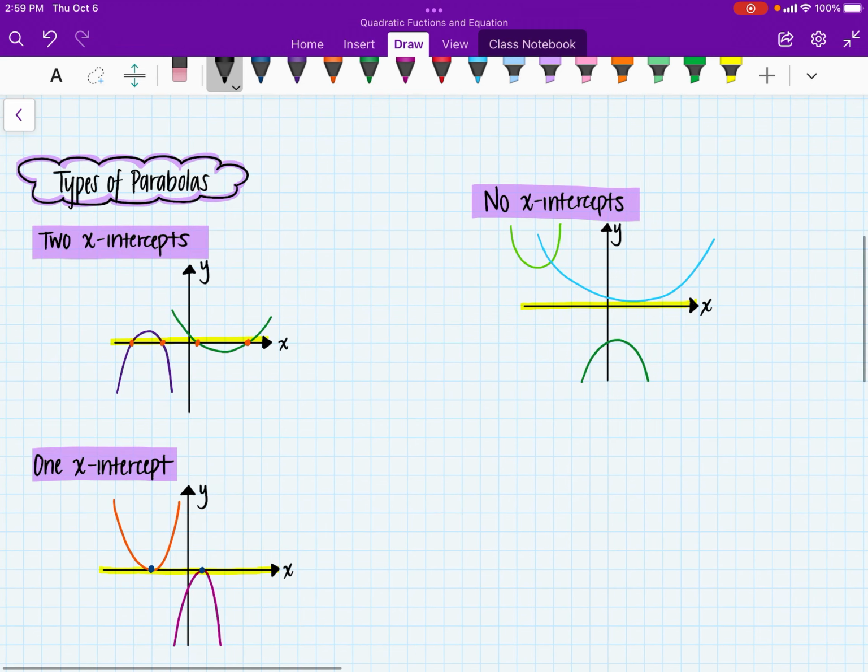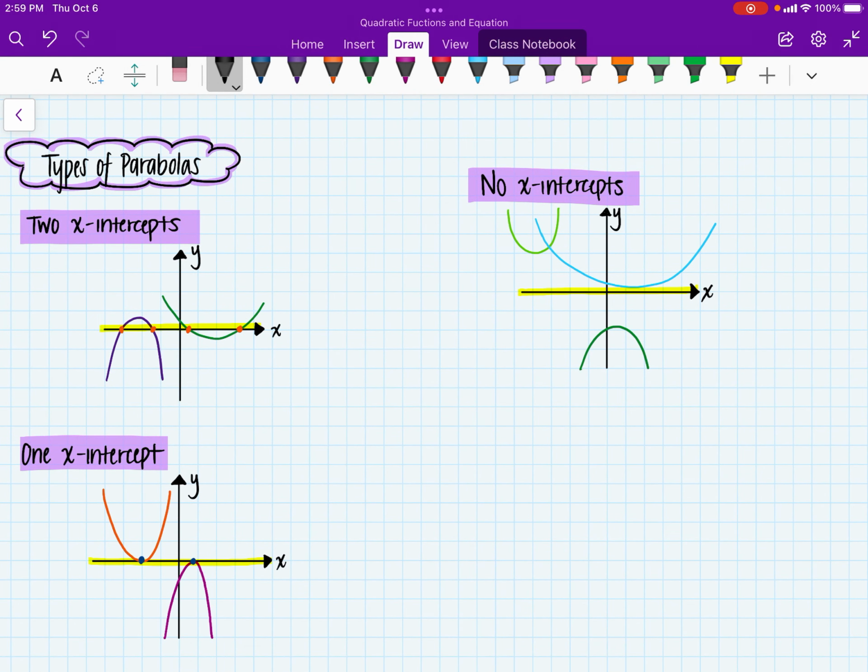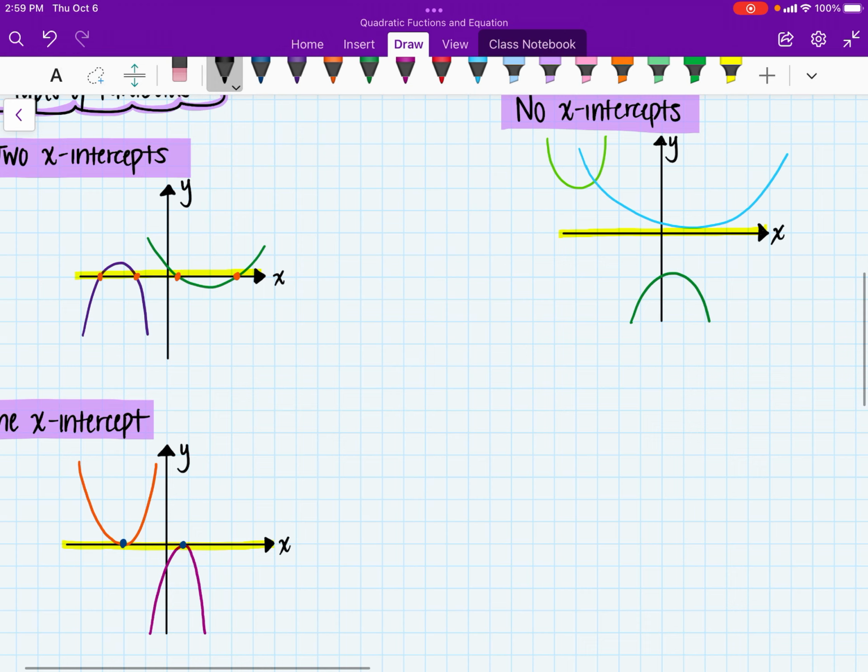Now, in this case, guys, parabolas are U-shaped graphs. Depending on the type of parabola we have, there are going to be occasions where we'll have two x-intercepts, one x-intercept, or no x-intercepts. And for us to visually see how many x-intercepts we have, we do have to take a look at a few graphs.